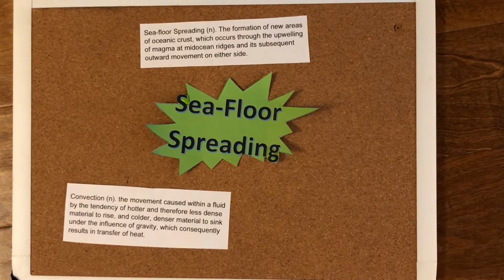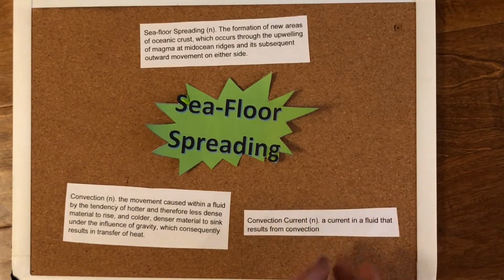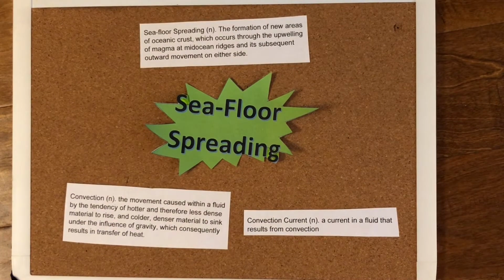As a result of convection, currents within the mantle form called convection currents. Convection currents are simply a current in a fluid that results from convection. Tectonic plates, which make up the hard, rocky surfaces of the earth, are moved by the motions of convection currents.